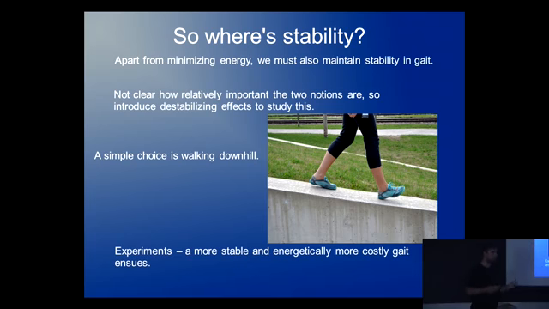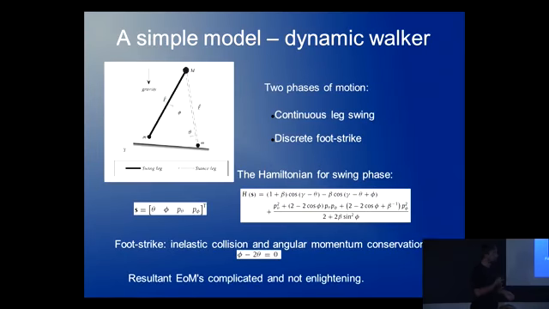As physicists, we like simple models. So we consider the simplest model of all, which is called the dynamic walker. It's based on a toy that was built in the 19th century. It's basically a mass connected with two legs, which are massless, and two massive feet. If it goes down a slope, it works just by using gravity. The motion of this walker is two-phased: there's a continuous leg swing and a discrete foot strike.